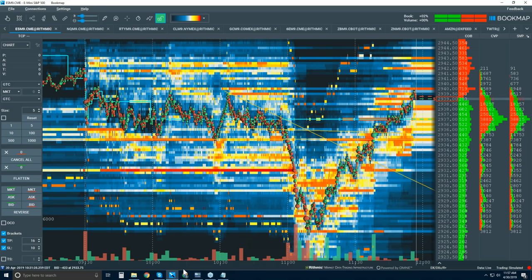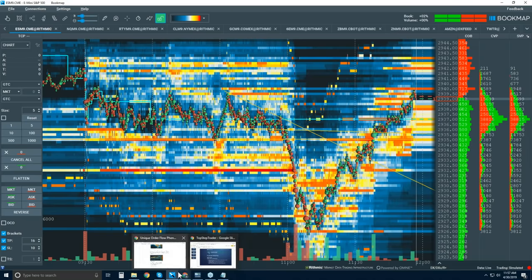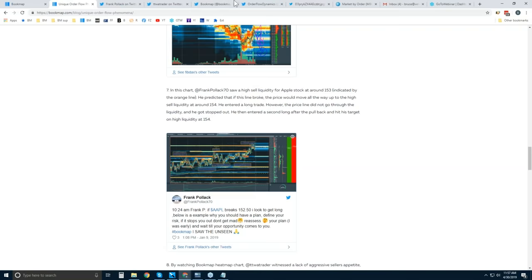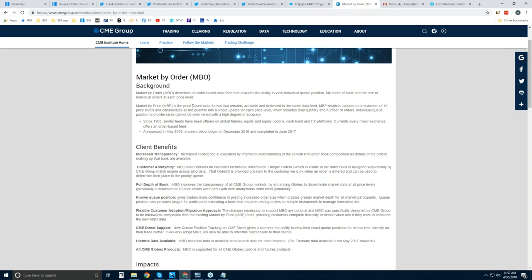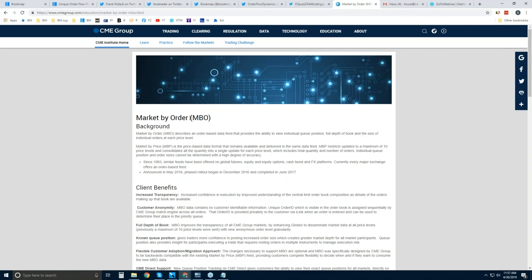I wanted to mention this because you guys have your excellent data feed with Rithmic together with TopStep. Now this is something that the CME Group offered I think a couple of years ago. However, I don't see a lot of people taking advantage of this. Market by order, there's much more information and transparency coming from the CME with this MBO data. It is the combination of Rithmic, the CME and Bookmap that lets you read and use this information to your advantage.